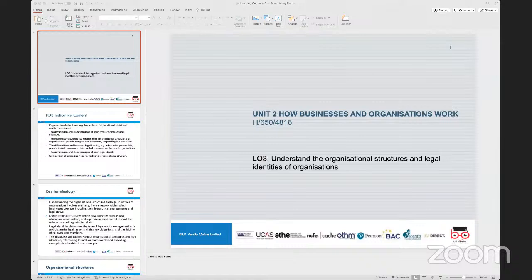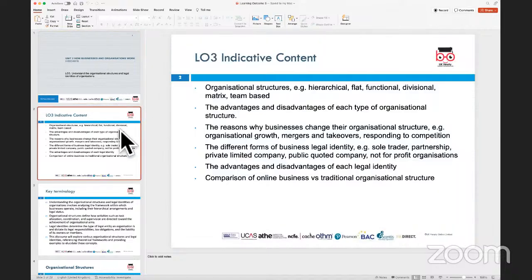So let me switch you over to a presentation. And this presentation obviously consists of a number of slides. I have tried to cover the indicative content in a great amount of detail, but there would be some ideas and some reading that I would suggest on a self-study basis from the business environment book.